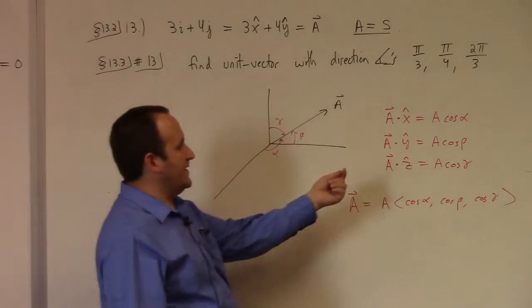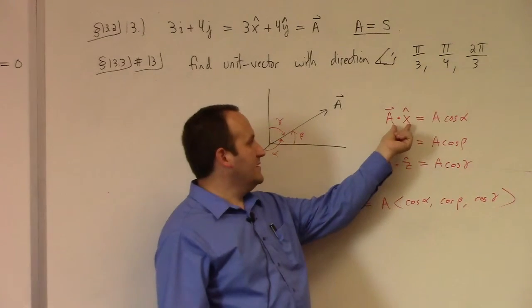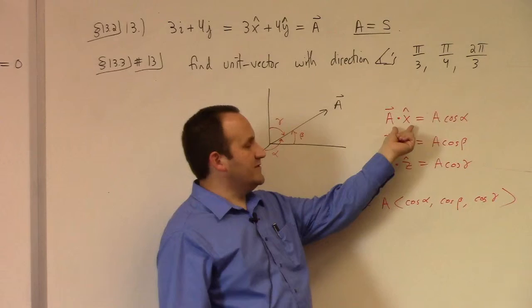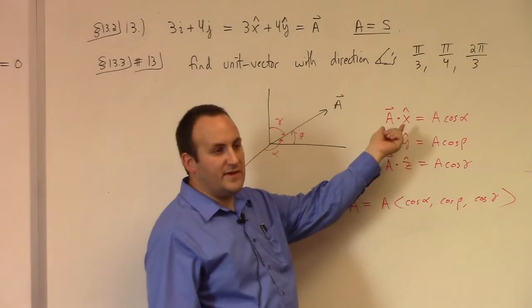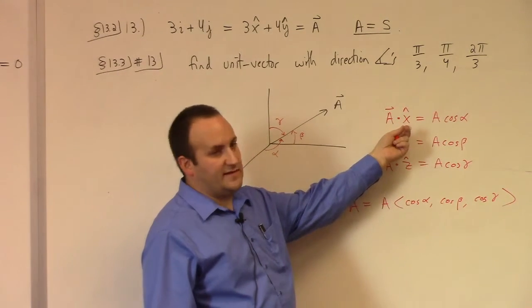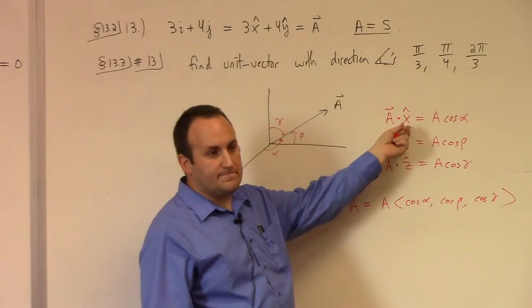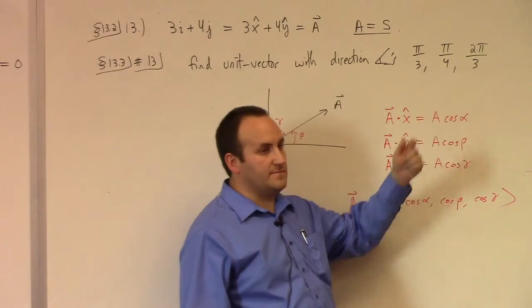So I use the dot product to find the angle, right? Because this gives me, why isn't there something else? Isn't it A dot B cosine theta? Where's the B? Well, x hat's a unit vector. So it's just the A cosine.